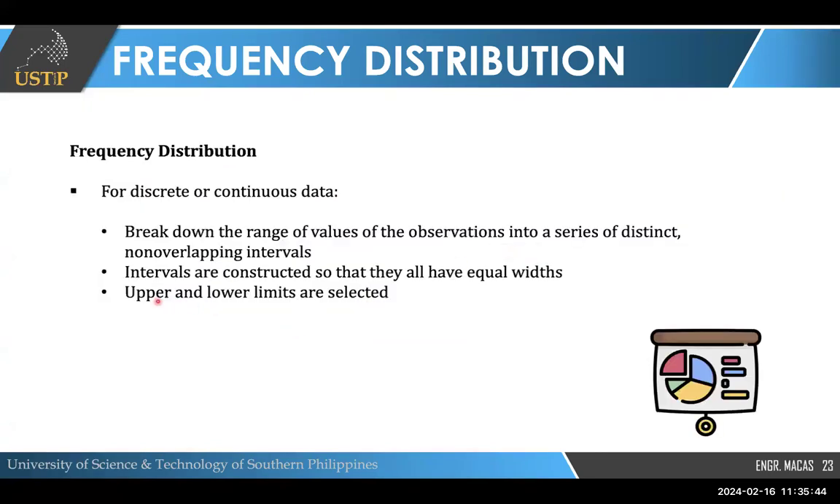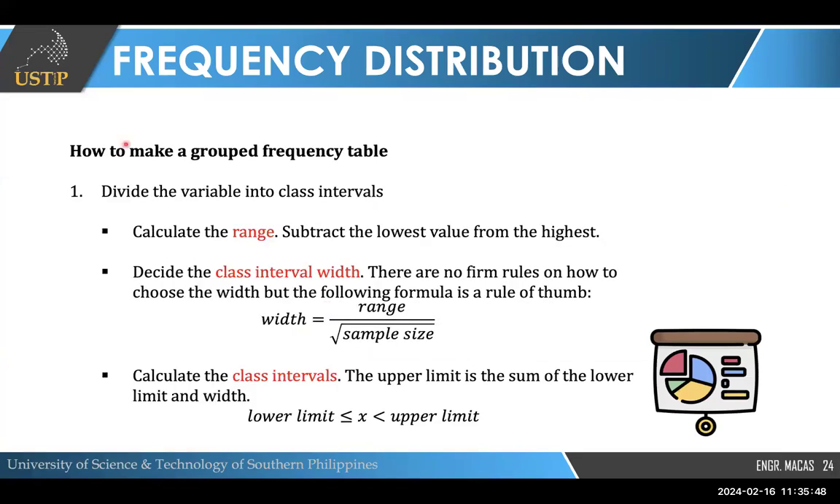Okay, so after that, upper and lower limits are selected. So atong tan-awon step-by-step, class, how to make a grouped frequency table. The first step is we divide the variable into class intervals. Of course, kung naka-ay data set, as I've mentioned, mag-create sa intervals, how do you do that? Pwede random ba? Or pwede ba mag-bana-bana lang ka? Actually, pwede.